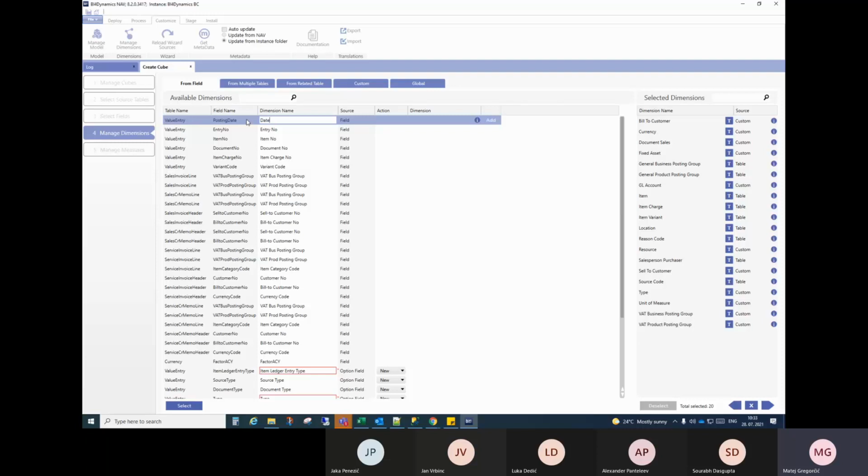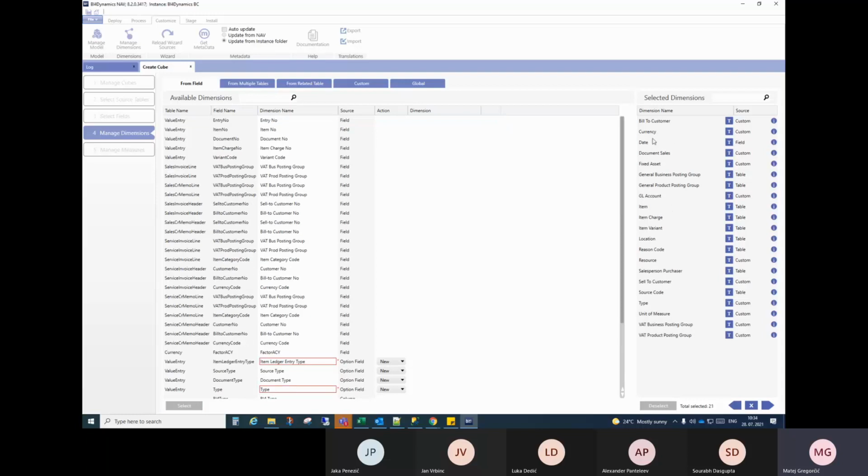Since we just selected the posting date in the previous step, here is everything that we have selected, but we need to actually add it to the project. So you have an add button here, and the date will show up here. So these are selected dimensions. If it's not under selected dimensions, it will not show in the project.